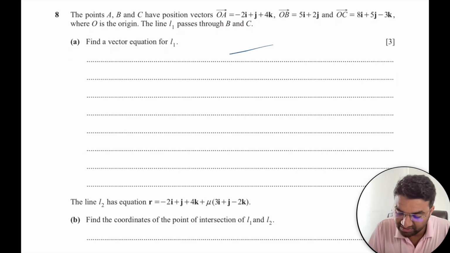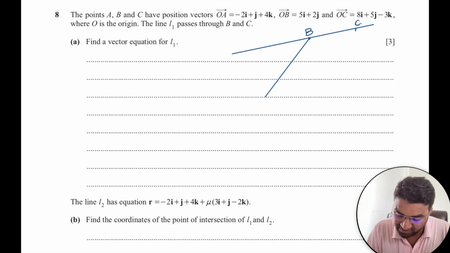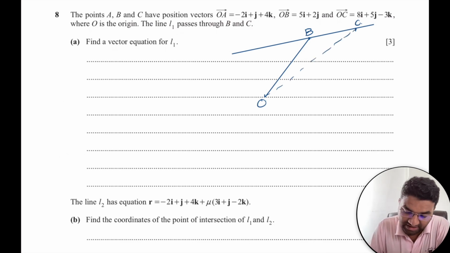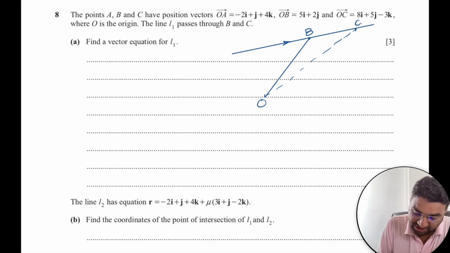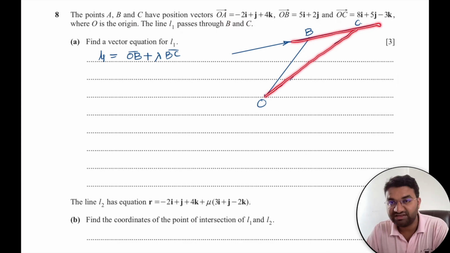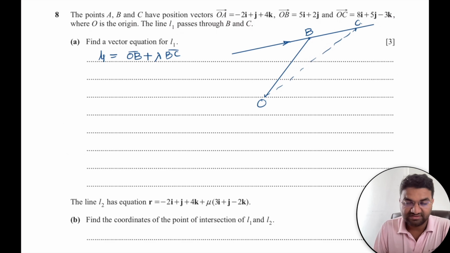So let's see here. This is line L1. It passes through B and C. This is position vector OB, and this is OC as well. Firstly, to calculate the equation of a line, we write the equation of L1 is equal to OB plus lambda BC. Even we can take OC plus lambda BC as well. That's one and the same. Now this is the basic concept.